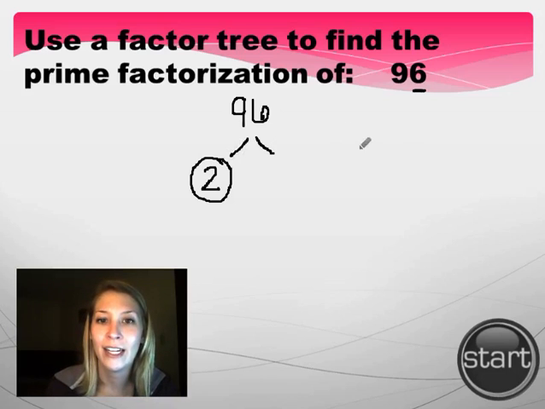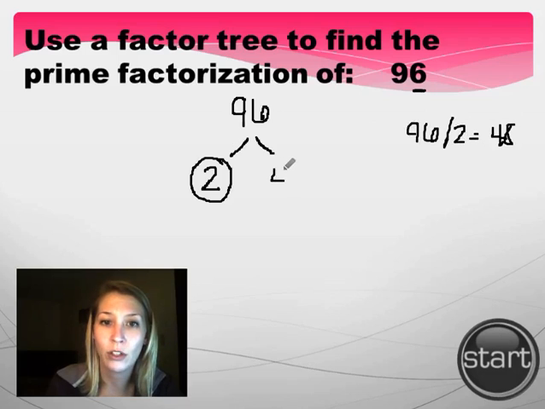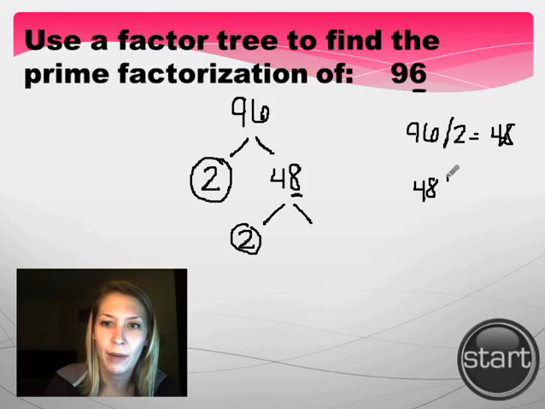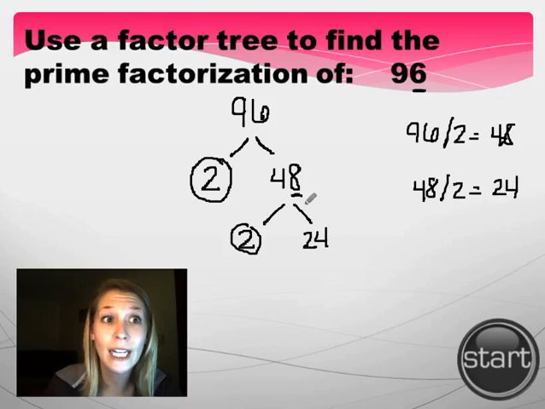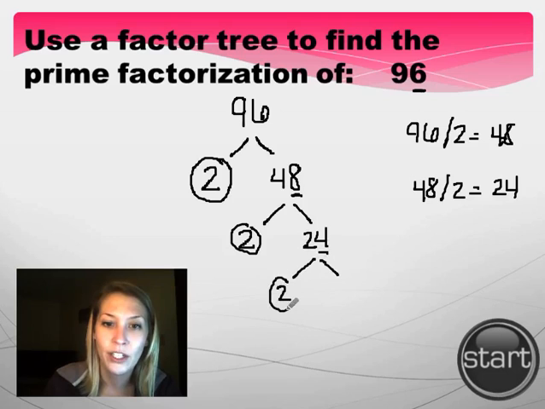When we divide 96 by 2, it equals 48. So that is our other branch of our factor tree. But 48 is an even number, so I'm going to divide that in half again. 48 divided by 2 is equal to 24. So there's my other branch. We're just going to keep on going till all we're left with are prime numbers. 24 is an even number as well, so I'm going to divide that by 2. 24 divided by 2 is equal to 12.